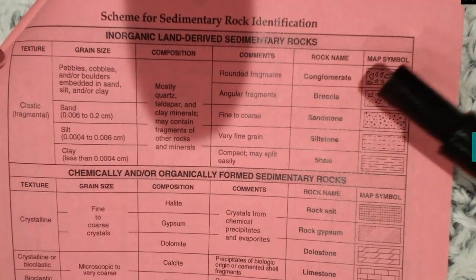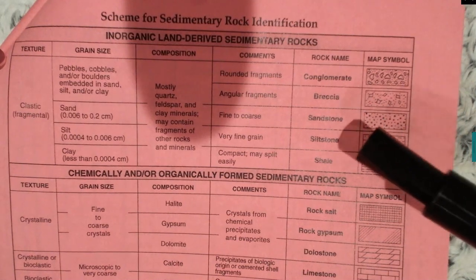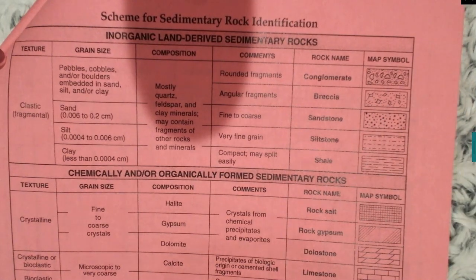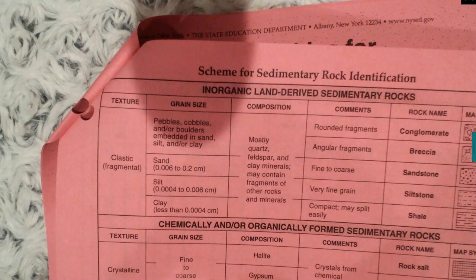These are our clastic rocks. We have conglomerate, breccia, sandstone, siltstone, and shale. Now these are classified by the size of the particle that makes them up. So you'll notice right here that we have grain sizes, and they're arranged from the largest to the smallest.